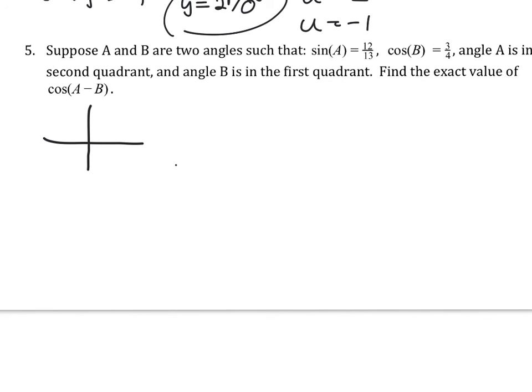A is in the second quadrant and has a sine of 12 thirteenths. So that would be something like that. Sine is positive in the second quadrant, so having a positive sine of 12 thirteenths makes sense. However, if we looked at the cosine of A, it should be a negative value. And we can think of this as a right triangle in the second quadrant. We know the radius or the hypotenuse is 13, and the y value is 12, so the x is going to be negative 5. So that helps us to calculate what the cosine would be, if we ever need to do that. Cosine of B, 3 fourths, B is in the first quadrant, so we've got an angle roughly like this.